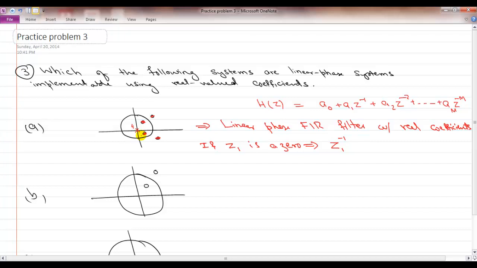Okay. So for every 1 zero which is not on the unit circle, you get 3 more zeros, and these zeros satisfy those relationships. So you declare that this is a linear phase FIR filter with real coefficients. Now what about part B? So this is not a linear phase FIR filter because this zero does not have a zero at this location. And similarly, this zero does not have a zero at this location, and the conjugation, either one of those reasons, it's neither linear phase nor real valued coefficients.